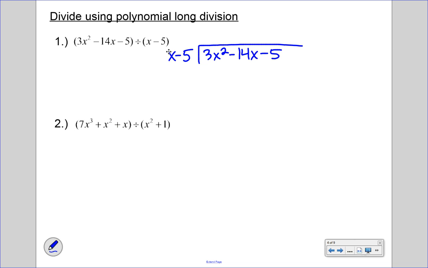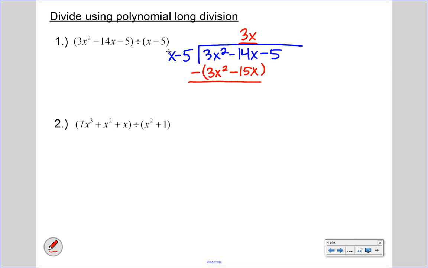Since we're dividing by a binomial, which is 2 terms, we're going to start above the second term, writing our answers down. So we're going to look at the first 2 terms of both polynomials, which is x and 3x squared. So what we're going to ask ourselves is, what do we multiply by x to get 3x squared? Well, we multiply that by 3x. So now we're going to bring this down. We're going to say minus. We do 3x times x, which is 3x squared. And then 3x times negative 5, which is a negative 15x.